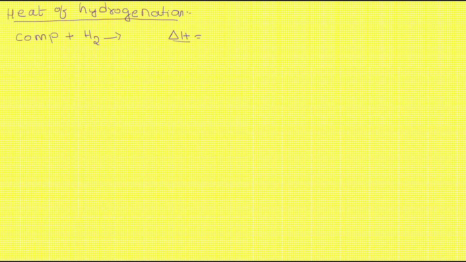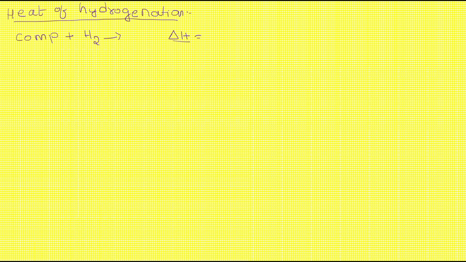Means during the process of hydrogenation, addition of hydrogen to the compound, the heat evolved will be considered to be heat of hydrogenation. So what will they ask in the examination? In an objective examination, they can give 4 examples, 4 compounds, and they will ask which of the following compounds will have high heat of hydrogenation, which will have low heat of hydrogenation.